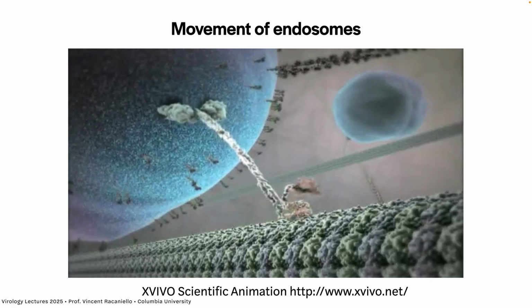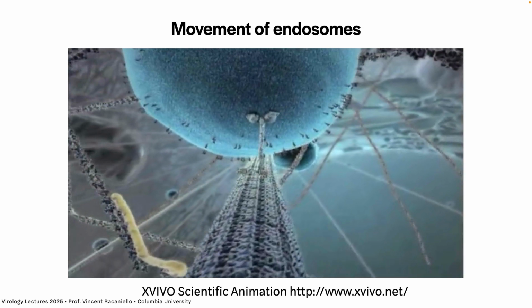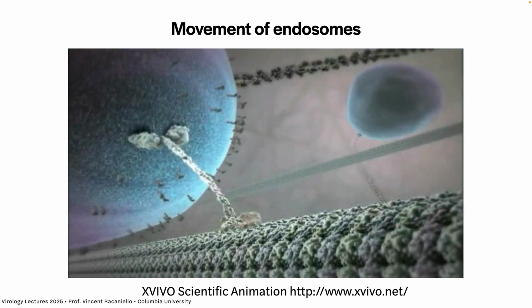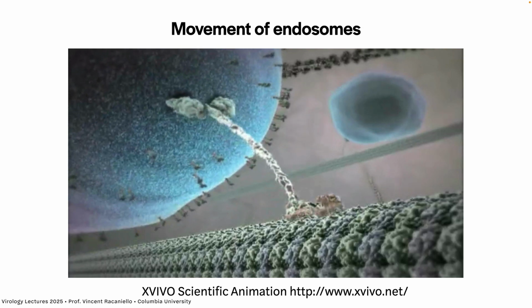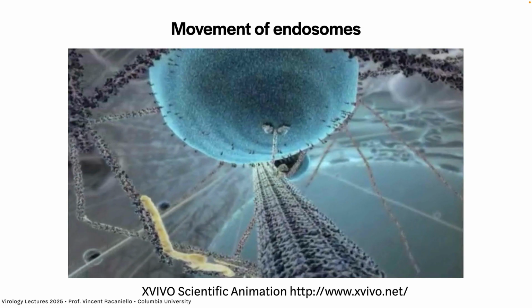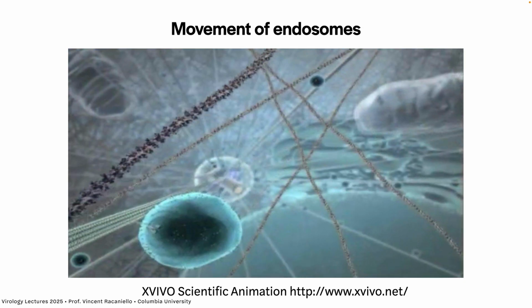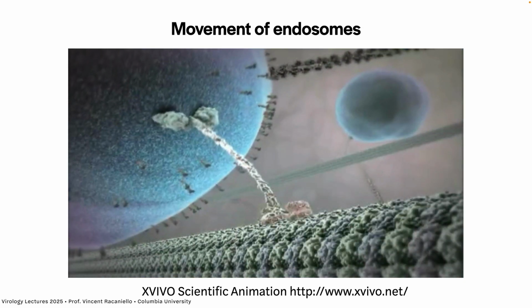So I think we have an animation of one of these. This is an endosome being brought into the cell on a microtubule. That's that long protein. And that's a motor protein walking down the microtubule, and this requires ATP. So if that has a virus particle in it, it's bringing the virus particle into the cell.